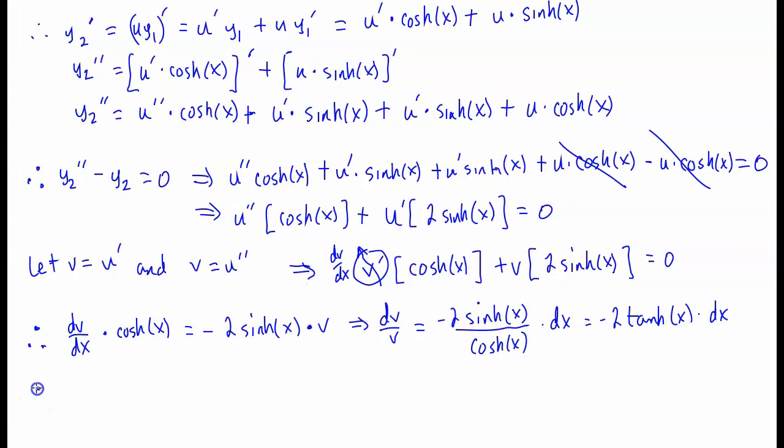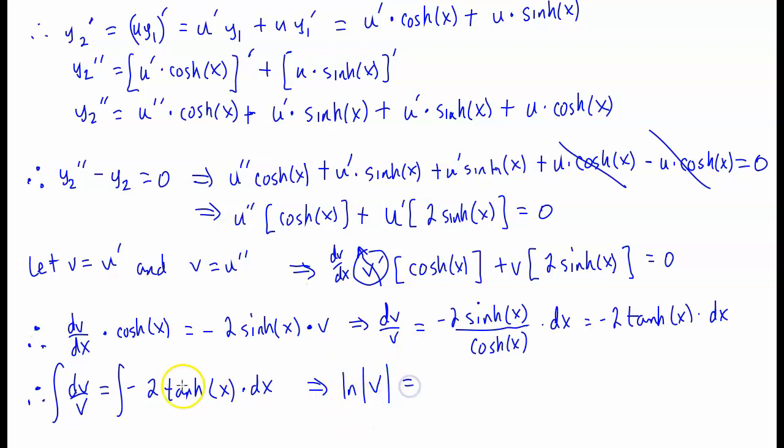All right, so now at this point, we know that dv over v is just going to equal minus 2 times tangent hyperbolic of x dx. And we know that we can integrate both sides here, okay? Now, of course, the left side is relatively easy to do. The right-hand side is relatively easy to do too, if you remember your derivatives and antiderivatives for your hyperbolic functions. So here we know that the left side is just going to be natural log the absolute value of v. The right-hand side will ignore the minus 2.